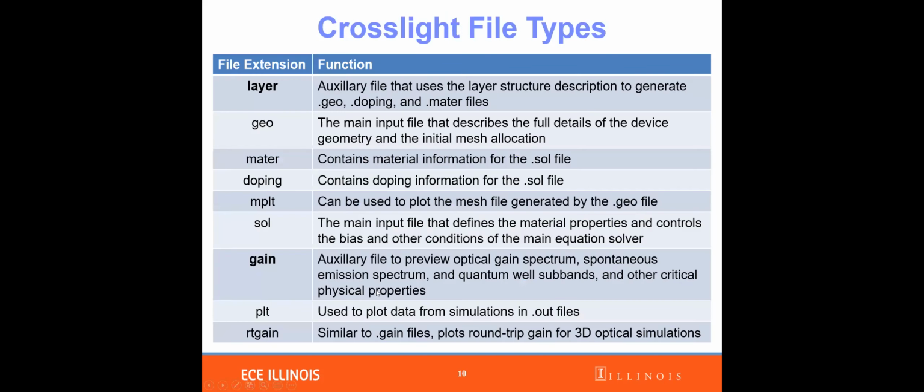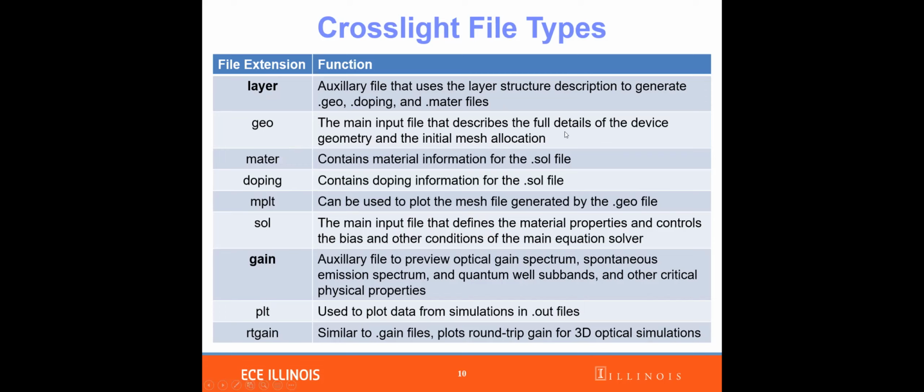Yes. So Crosslight has a lot of file types. For example, the .layer file is the file that defines your layer geometry or layer structure. And the GEO file describes the full detail of device geometry and the initial mesh allocation. You don't really need to prepare this file because once you prepare a layer file, the program will generate the GEO file and the material and doping files for you. But you just need to know what it stands for.